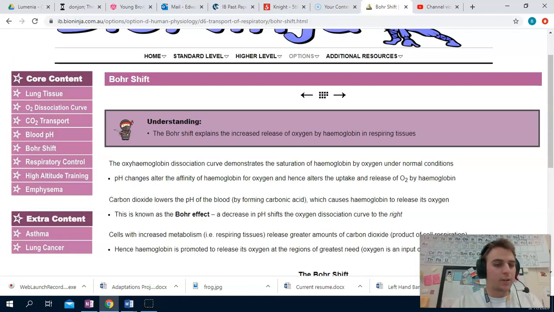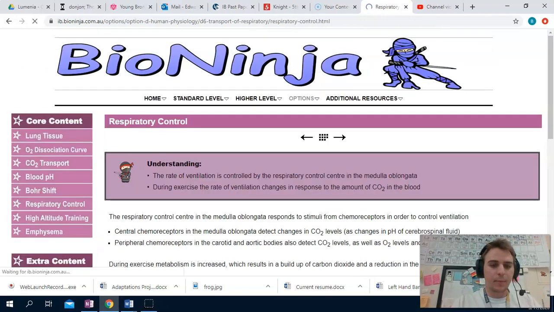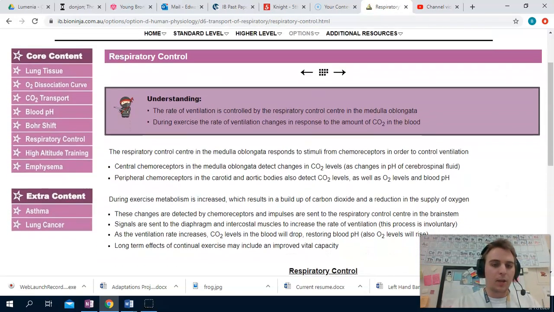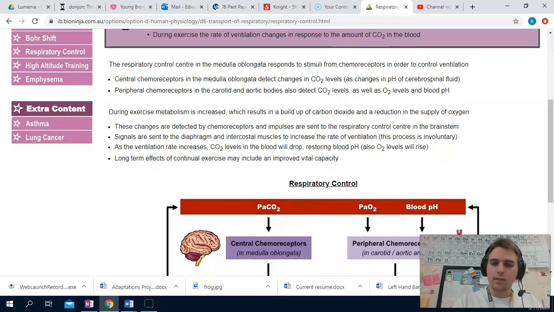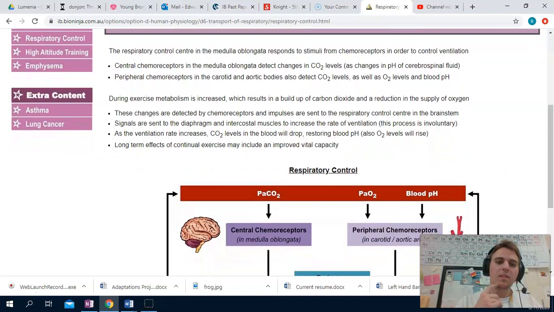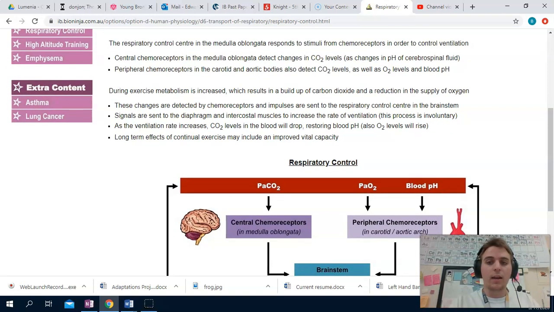Okay, next we're going to shift to respiratory control. Now we talked a little bit about this already in our other lungs section in my class, but let's go ahead and go through it. So the respiratory control center in the medulla oblongata responds to stimuli from the chemoreceptors in order to control ventilation. So the medulla in our brain is important for a number of reasons, primarily because of what we've already talked about with the control of the heart, and the medulla oblongata with the control of ventilation.